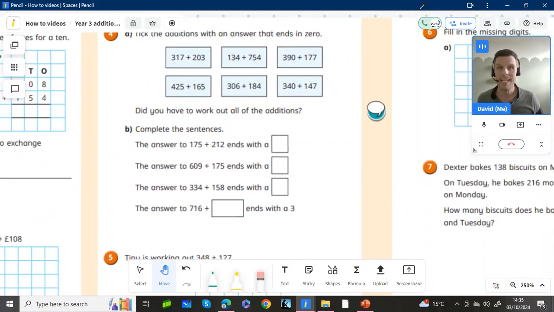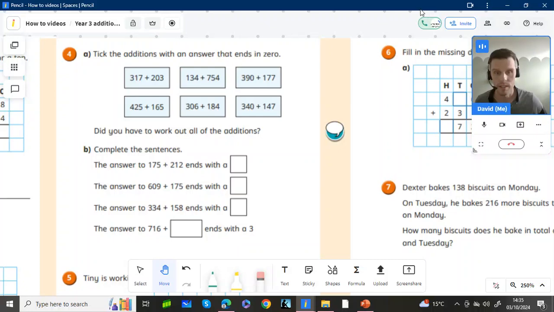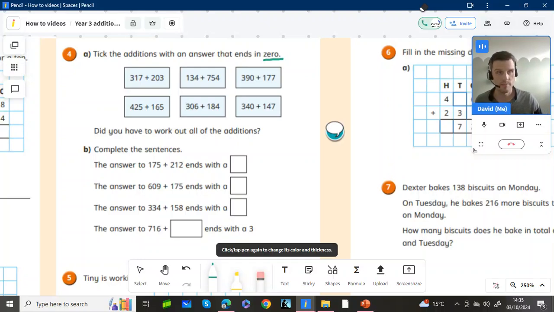Question 4, tick the additions with an answer that ends in 0. Okay, now again, I'm going to use my number bond knowledge to work out these answers. Okay, so any answer that ends in 10 will give me the answer that ends in 0.